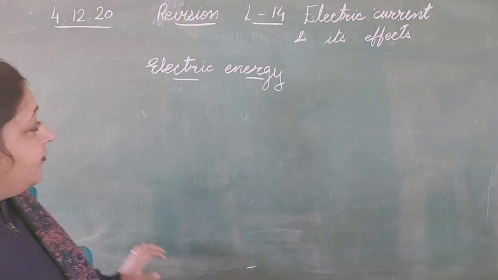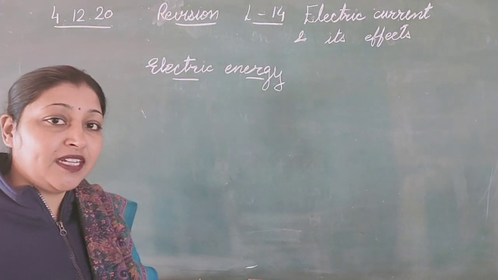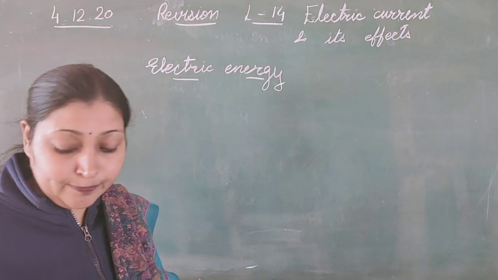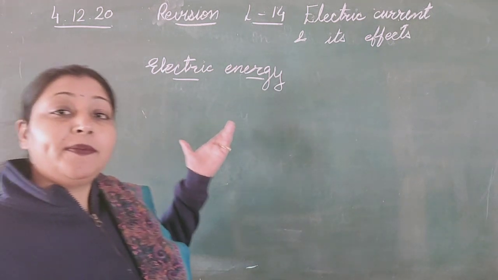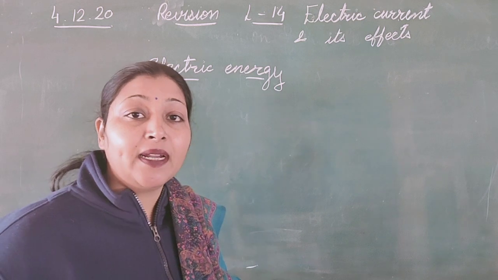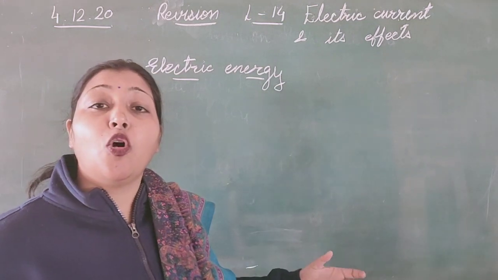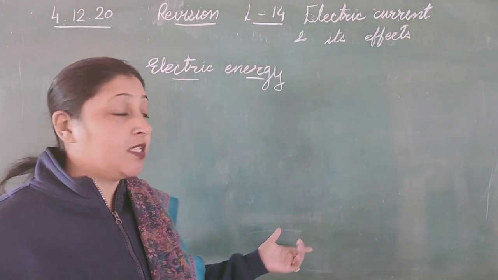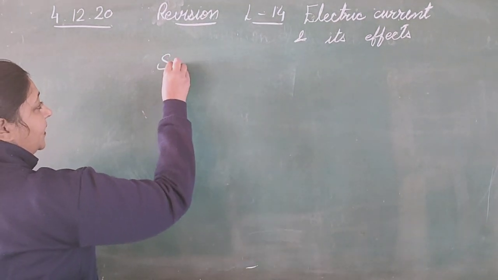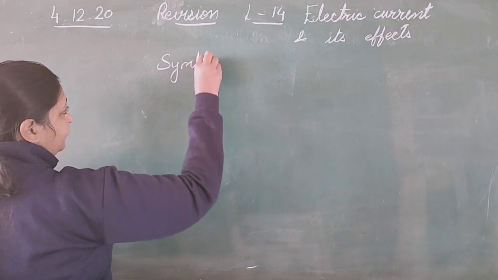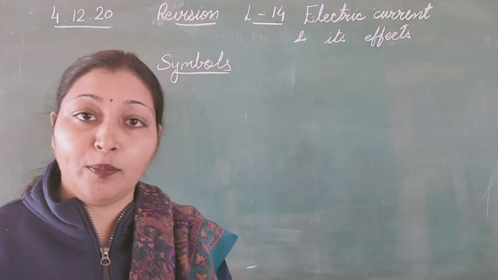Now children, if it is a controllable and convenient form of energy, definitely to use this energy we require certain components, and when we have to represent these components in the form of a diagram, in the form of a circuit, then it is quite time consuming to draw all these components. So we use certain symbols for different electrical components. Okay, we have to draw certain symbols for these electrical components.